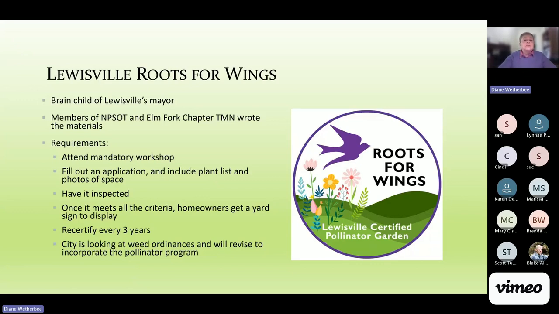The requirements for this program are that you have to attend this mandatory workshop. And like I said, it's coming up really soon, within the next week or two. You have to fill out an application and include your plant list, what the space looks like, and have that space inspected. Once it meets all the criteria, you get a yard sign, this cool Roots for Wings yard sign. Every 3 years, you recertify. And yes, master naturalists come out and take a look at your space, make sure you're maintaining it properly, and help you with any problems you might have.